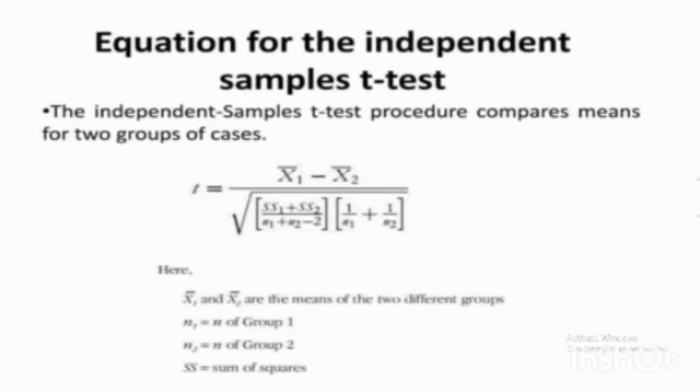t is equal to x bar 1 minus x bar 2, divided by the square root of s1 squared by n1 plus s2 squared by n2. Here x bar 1 and x bar 2 are the means of the two different groups, n1 and n2 are the numbers of observations in group 1 and group 2, and s1 and s2 are the standard deviations of the given two samples.